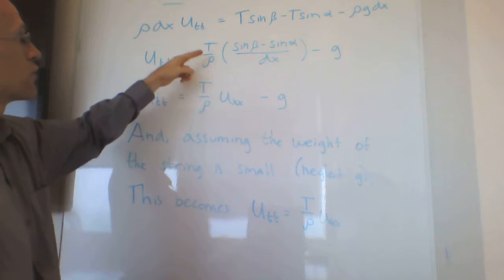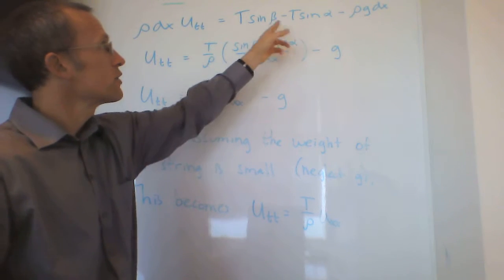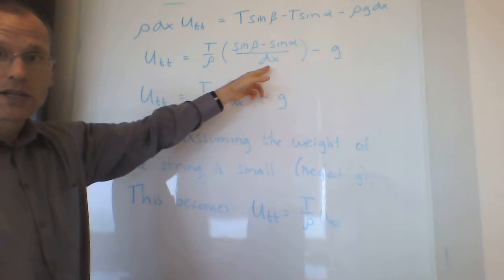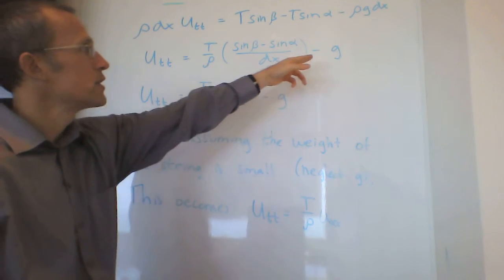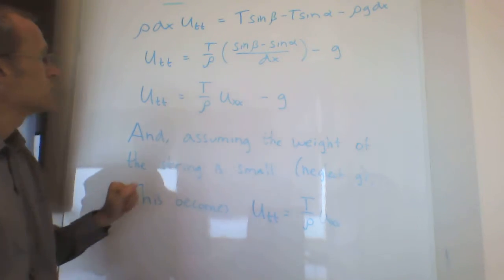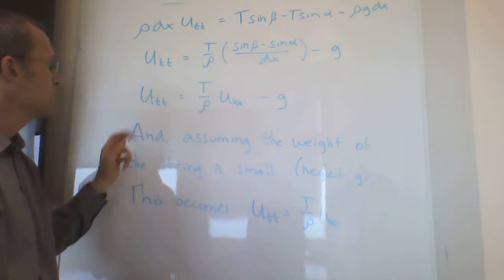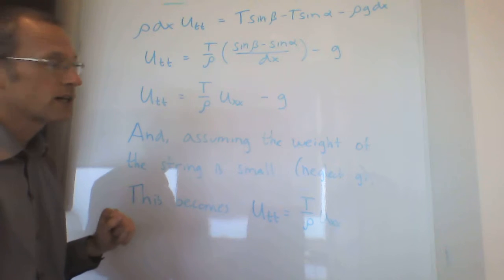I have T over rho. I can put these two terms together. So sine beta minus sine alpha. There's my term that I looked at previously. And then this just becomes minus g. And so this, as I just showed, is uxx. So I have utt equals T over rho uxx minus g.